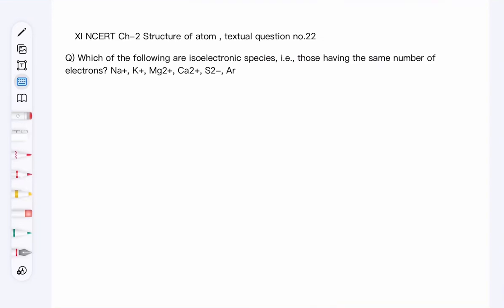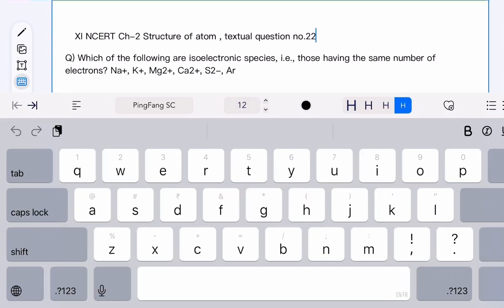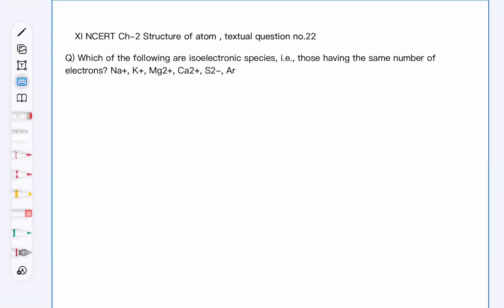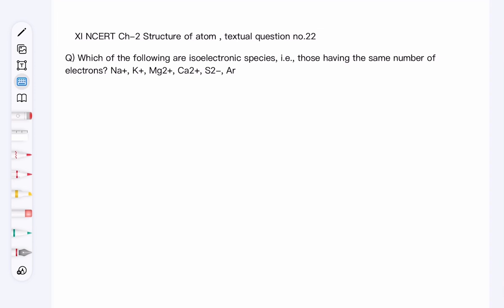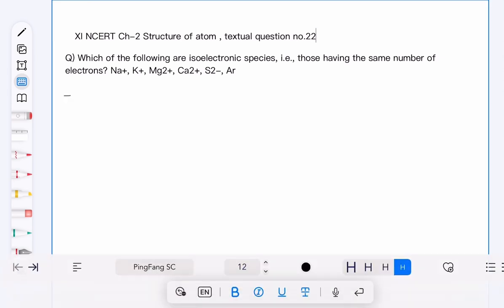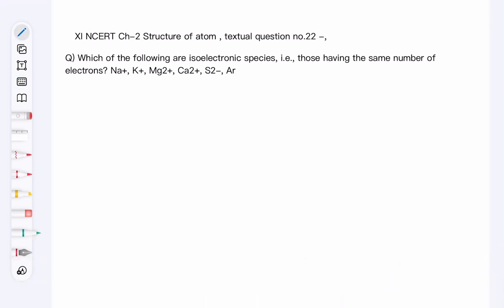Okay students, let us try to solve this question. It says, which of the following are isoelectronic species, that is those having the same number of electrons. We are aware that isoelectronic species means the ones which have the same number of electrons. So let us try to solve this.